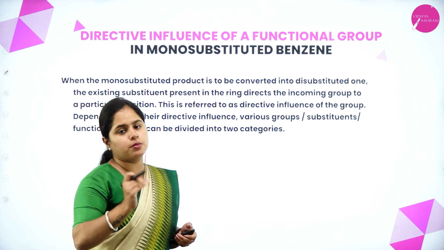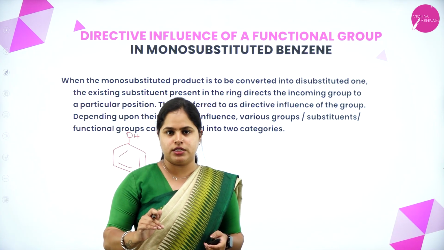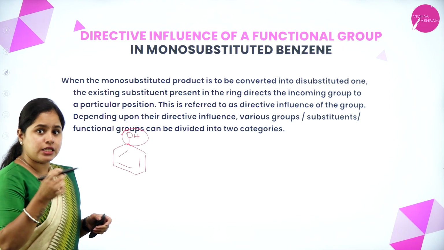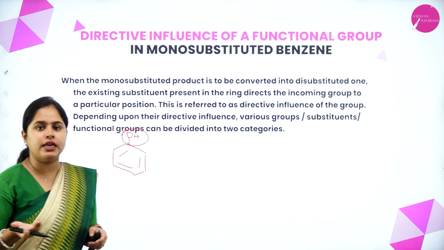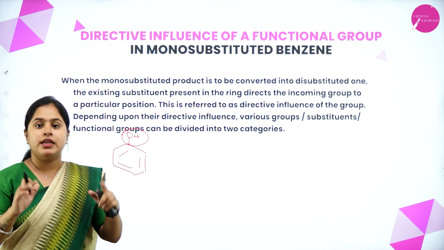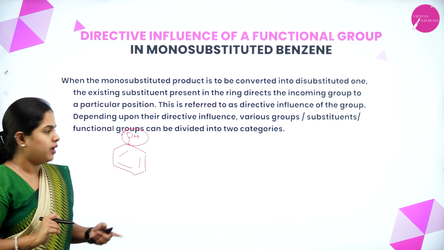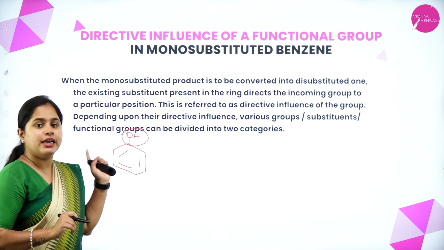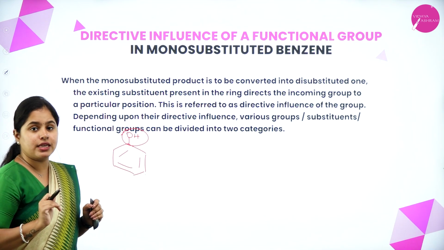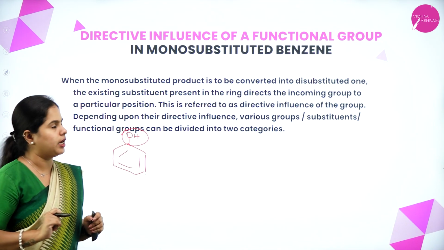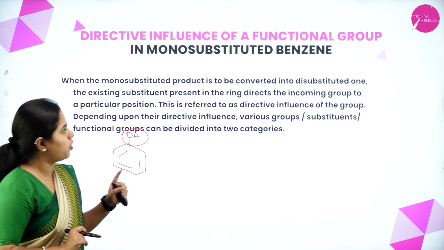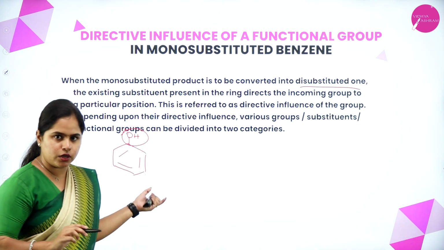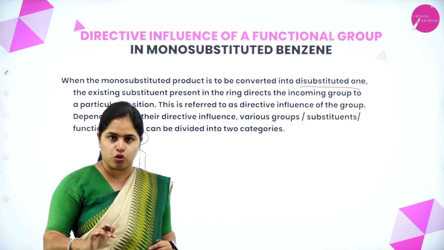Now, if we have to substitute one more group to this, it is based on what group is present here. Based on that, we can predict to which position the next group will be substituted, whether it will be in the ortho position, para position or meta position. Who will decide this? The group which is already present here. So let's see, when the mono-substituted product is to be converted into a di-substituted one, that means already one group is there and we have to substitute one more group to it.